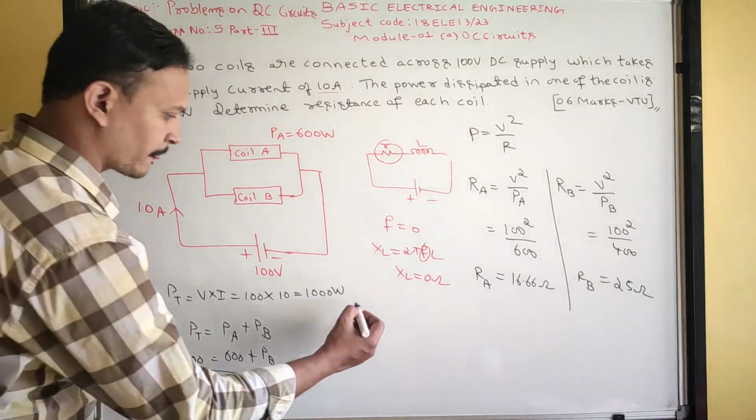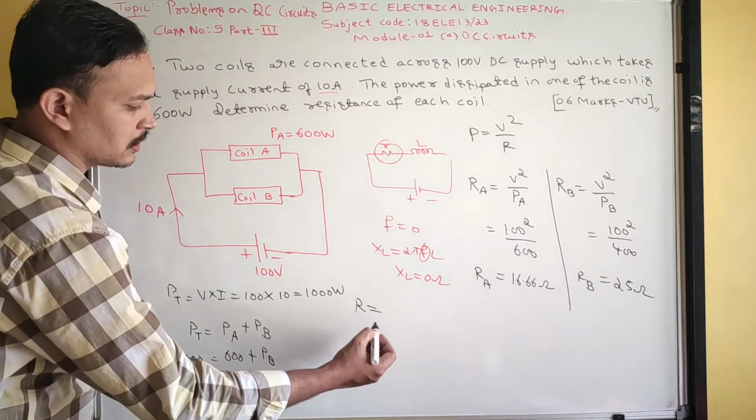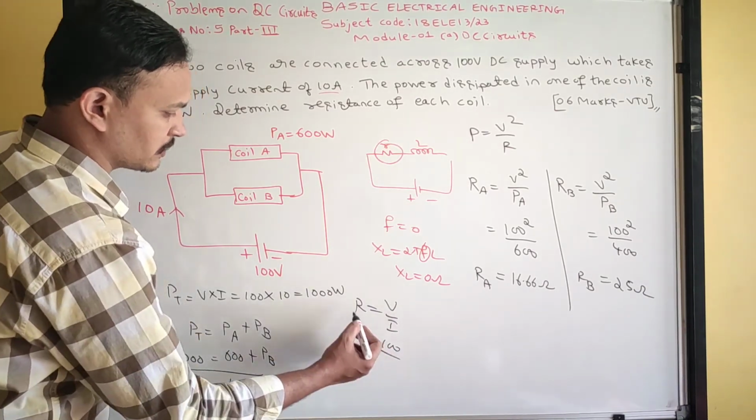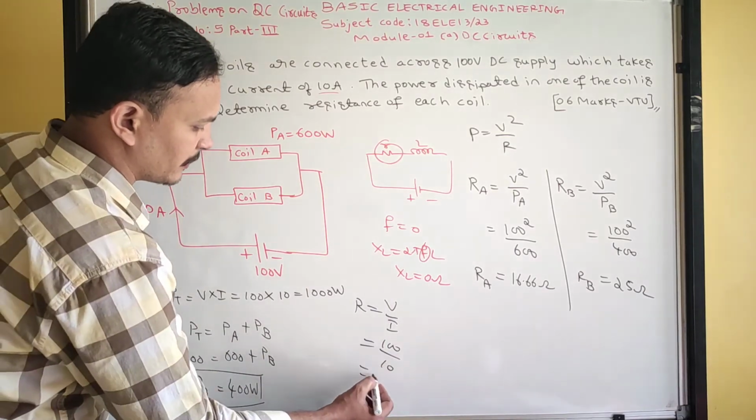Now verification. What is the resistance formula? R is equal to V by I. What is V? 100. Effective resistance. What is current? 10. 100 by 10 is how much?